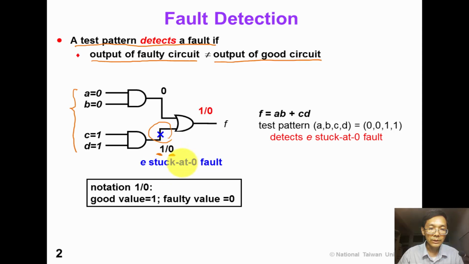We use this notation. On the left hand side of the slash is the good value. On the right hand side is the faulty value. We can observe that the good output F is 1, the faulty output F is 0. So this test pattern ABCD equal to 0011 detects the E stuck at 0.